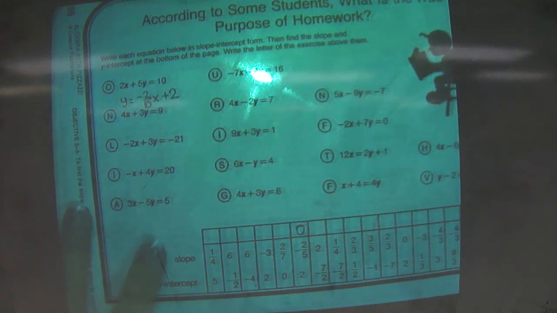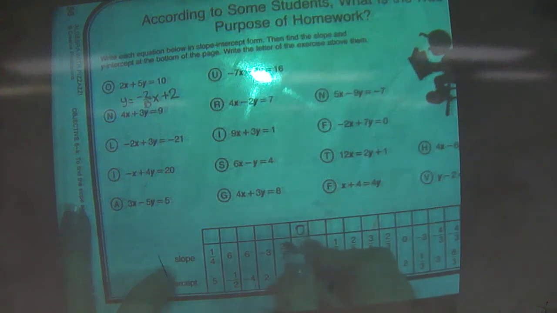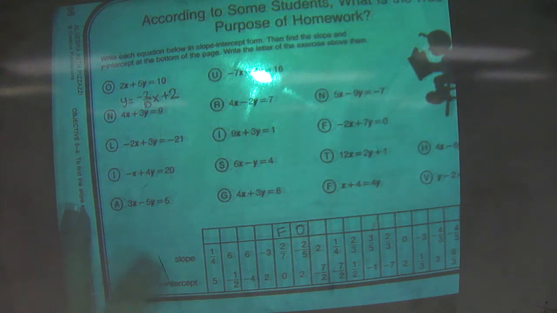So down here in the answers, we're looking for slope of 2/7 and 0. And there it is, and that was letter F. Right next to the one we already did. Questions? We cool?